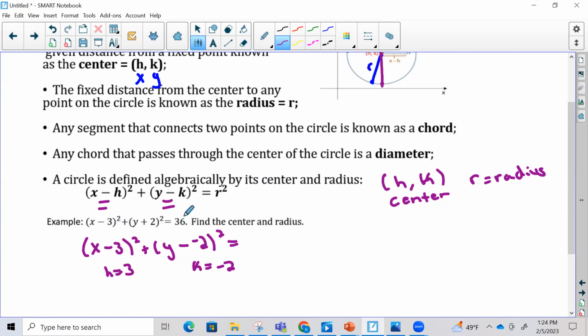Okay. And then this, we want to be the radius squared. So we're kind of thinking of what squared gives me 36. And so that would be 6. Or to find the radius, you can think about the opposite of squaring something is I'm going to take the square root of whatever there is. And so the square root of 36 is 6.